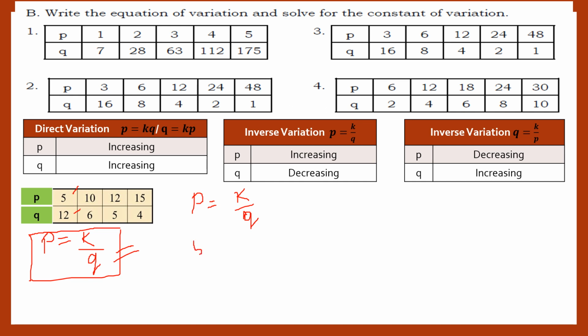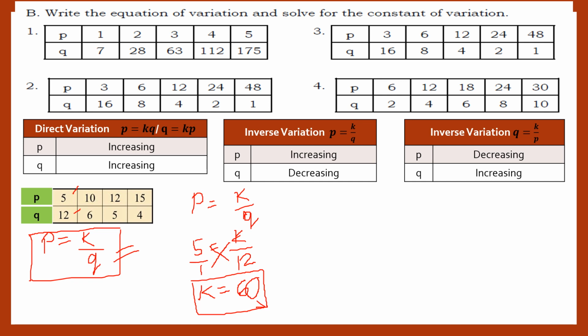P is 5, so substitute that. 5 is equal to K. Since we do not know the constant, we leave it as K, and your Q will now be 12. Now in here, to get the value of K, we have to cross multiply. So, lagay tayo ng over 1 sa 5 kasi yun yung whole number. So, that will be K times 1 gives us K, or your constant, is equal to 5 times 12 gives you 60. So, therefore, your K is equal to 60.